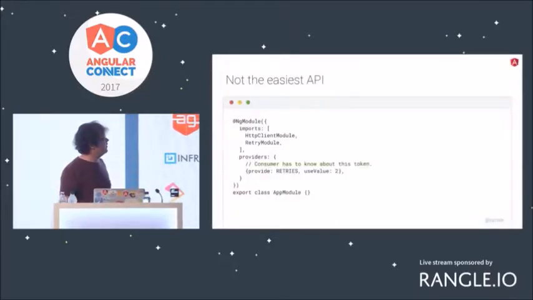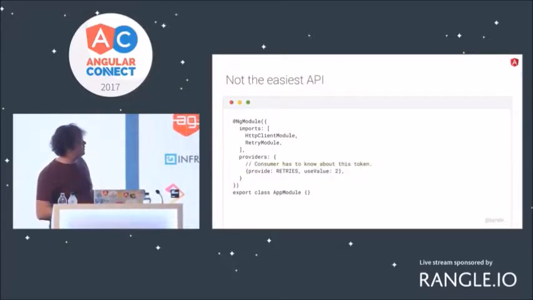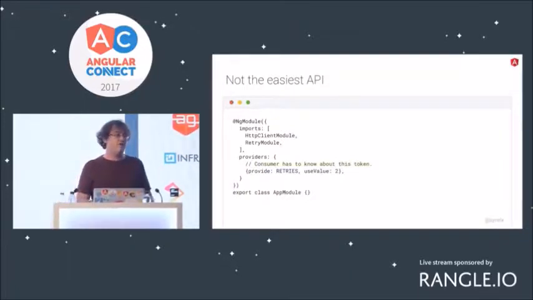However, I'm sure you'll agree with me that this API is not really the nicest that you might imagine. For example, the user has to know that this retries token exists, right? They have to go find that in the documentation somewhere. The token is also configured in a different section of the app module. And there's actually nothing here that indicates that the retries token and the retry module have anything to do with each other, right? And as it turns out, Angular gives us some tools to do a little bit better here.